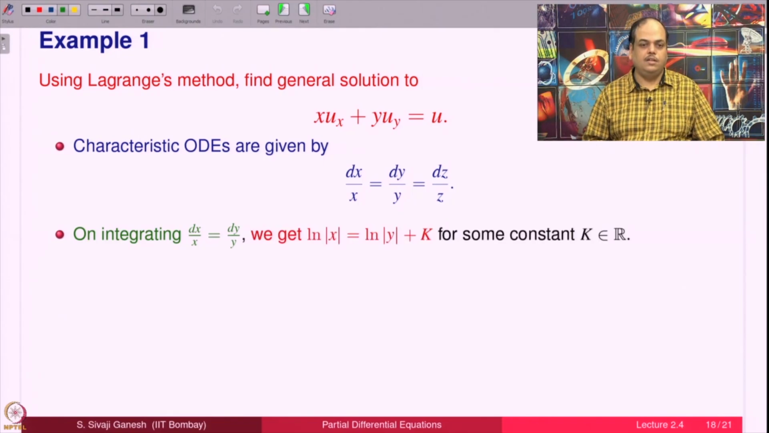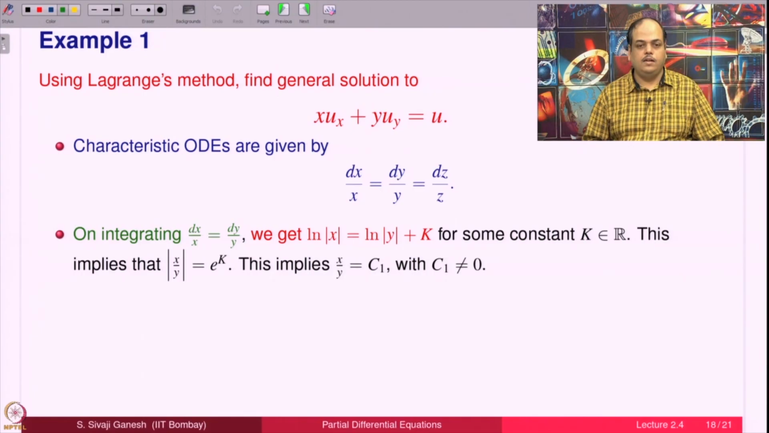So, you integrate dx by x equal to dy by y, you get log mod x equal to log mod y plus a constant, and that gives us that mod x by y is e power k. That implies x by y is C1, where C1 is non-zero, because e power k will never be 0, no matter what k is. So, x by y equal to C1.